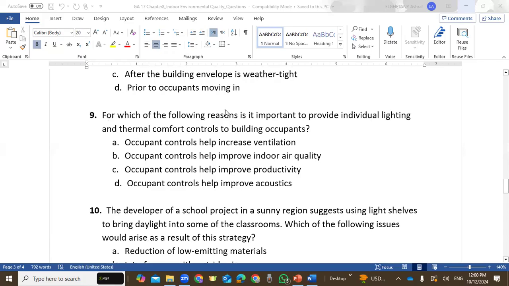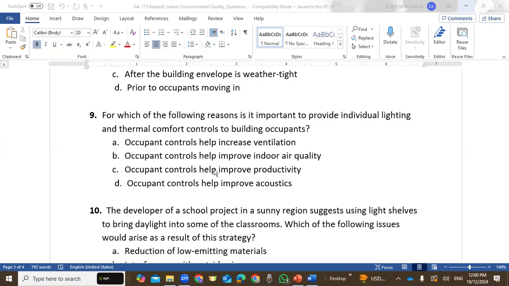Number 9. For which of the following reasons is it important to provide individual lighting and thermal comfort controls to building occupants? Why do I provide lighting controls? Why do I provide temperature controls? Why? This is the intent. And the intent in all the categories is the same. So provide lighting, acoustics, provide whatever, for what? You get it? That's why I was always telling you the intent is the same. If he asks you about intent in the exam, he will ask you in this chapter. Believe me.